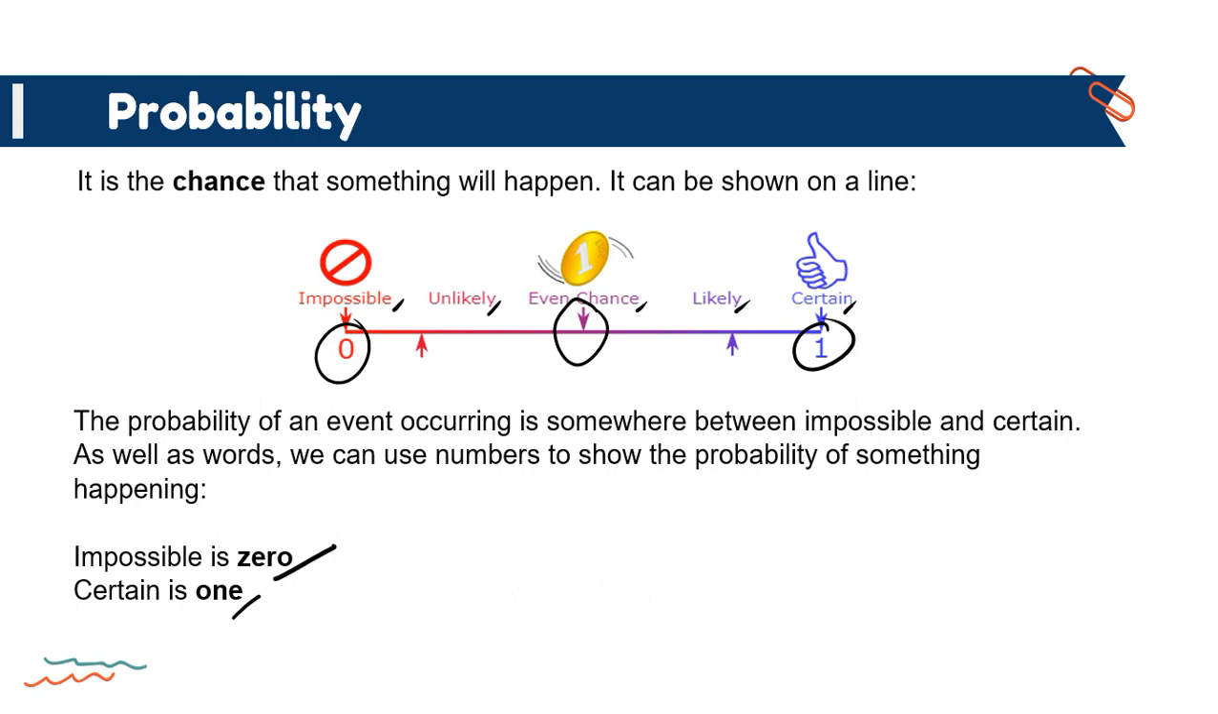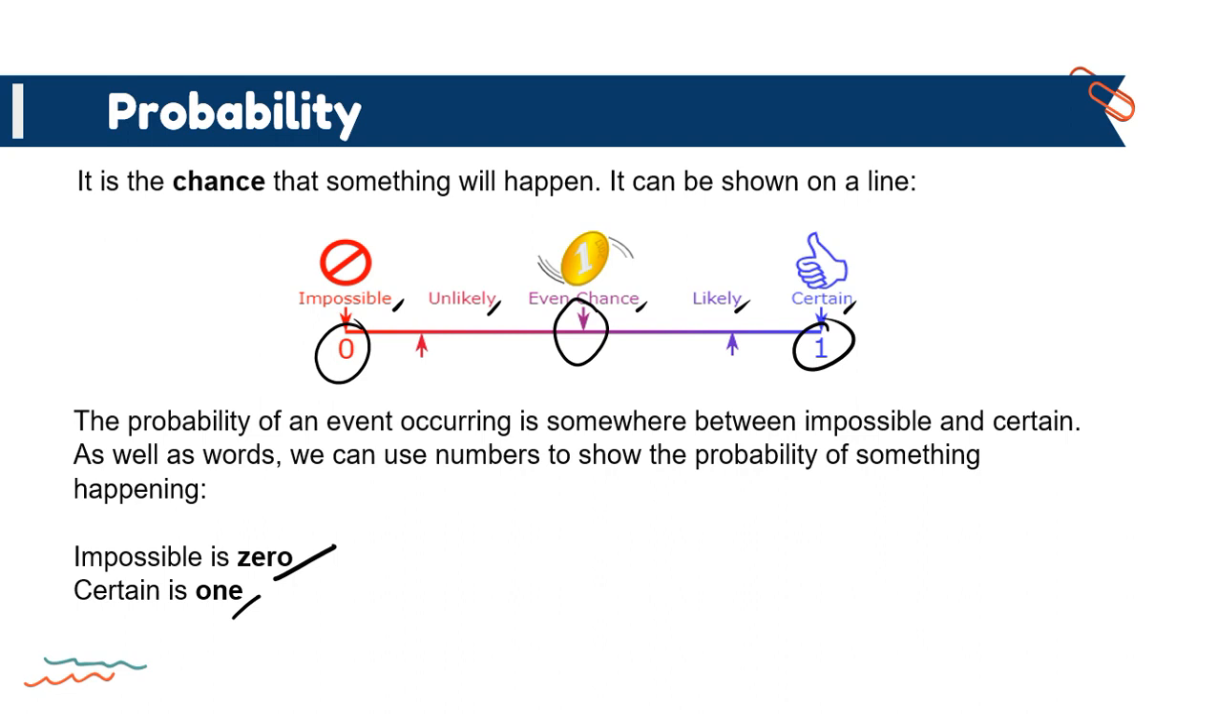So best example for even chance is when you toss a coin. 50% that it will be a head or 50% that it will be a tail. Another example for even chance is the true or false exam. So 50%, if your answer is true, 50% is the chance that you will be having a correct answer. Or 50% naman yung chance na magkamali ka. So even chances, 50% po.